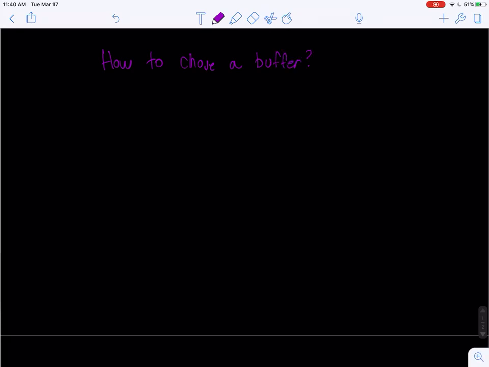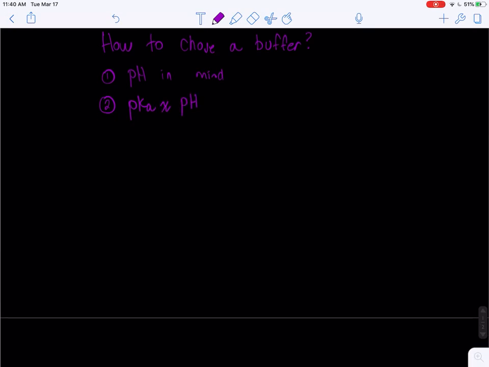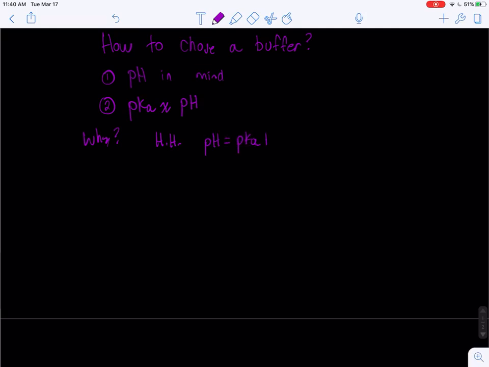Now, the basic idea is that you have a pH in mind, okay? And this will be given to you in a word problem or whatnot. And then what you need to do is locate a buffer where the acid has a pKa about equal to the pH, okay? So in other words, how does this work? Why? We use the Henderson-Hasselbalch equation to predict or calculate the pH of a buffer, okay?